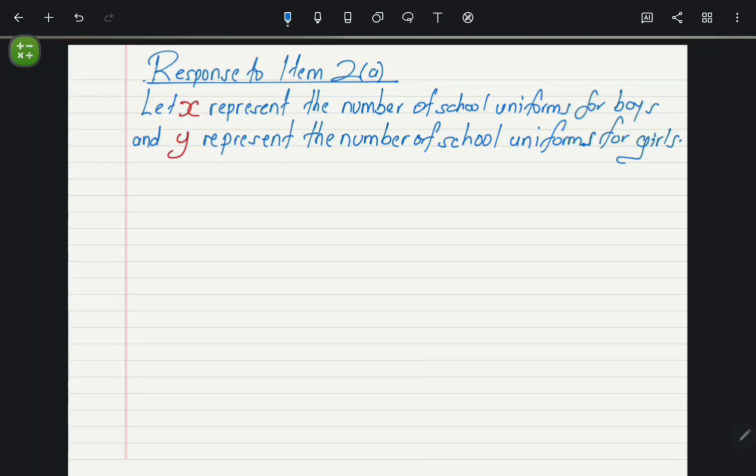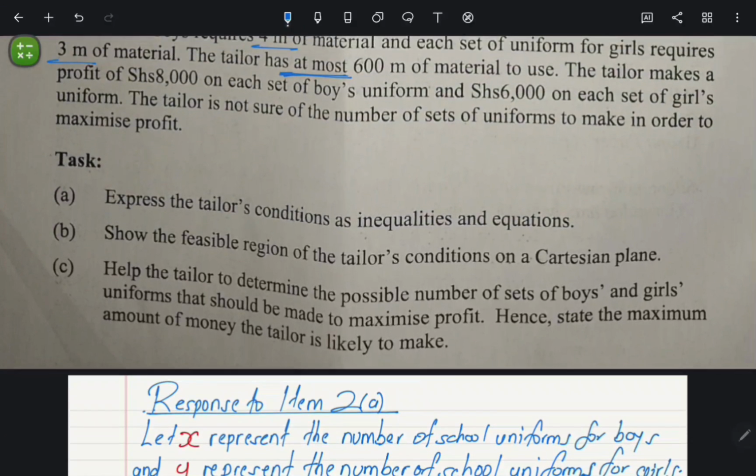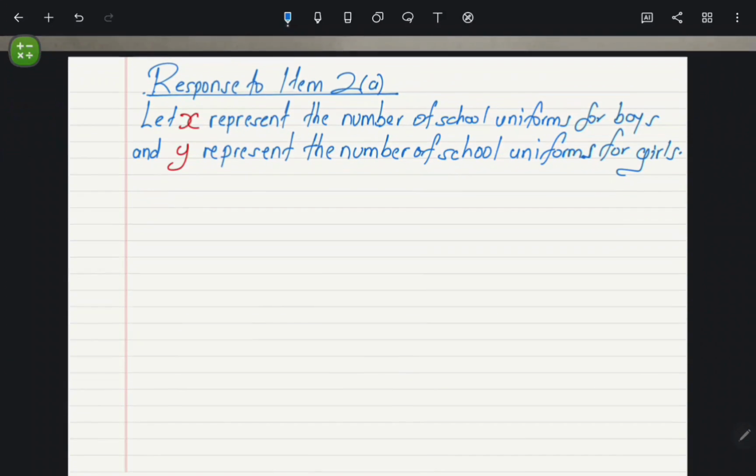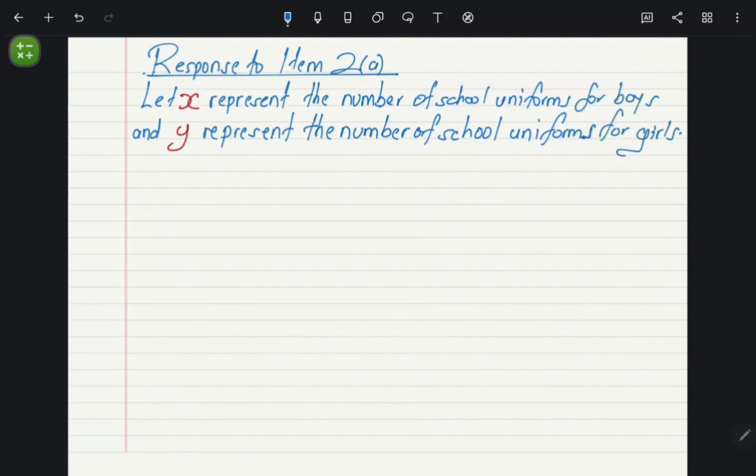So we are saying let X represent the number of school uniforms for boys and let Y represent the number of school uniforms for girls. So now if you are reading the scenario carefully, the scenario was telling us that the tailor makes at least 80 sets of uniform for boys. So now for boys she makes 80 and above, because at least simply means 80 and above. So 80 and above is the statement that is going to help us to generate our first inequality.